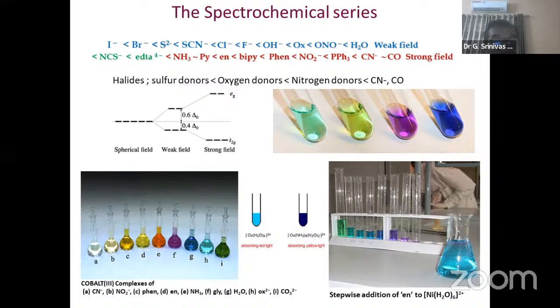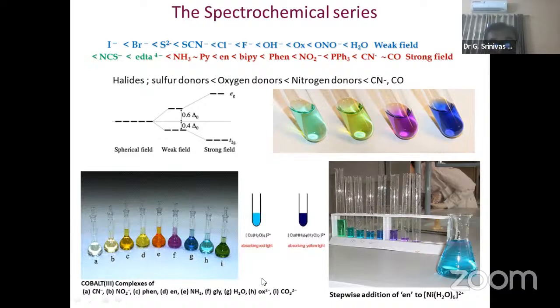Whereas nitro, NO2, has a light yellow color. So that means nitro is having lesser field strength than CN minus. That's why it is having light yellow color. If you take phenanthroline, phen, it is having a deeper yellow color, and en is also having yellow color. NH3, ammonia, is having somewhat reddish color.